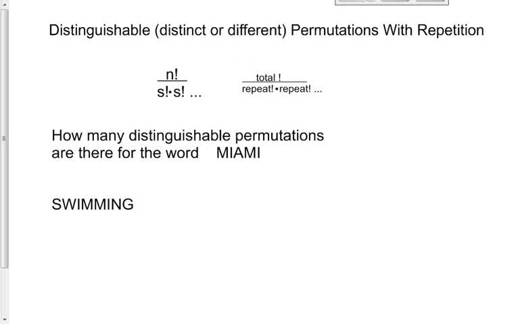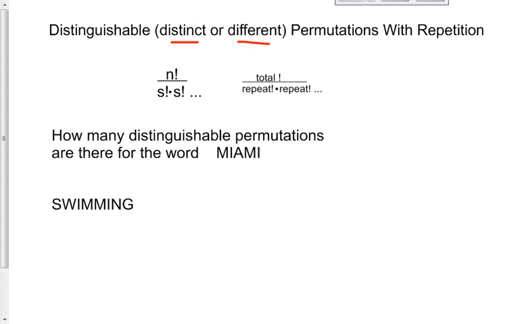Next type of example is called distinguishable permutations with repetition. The examples that they give in the book are always words. They want to know how many different ways you can rearrange the letters in a word to come up with something else, and it doesn't have to be a word that makes sense. These permutations are called distinguishable. Distinguishable also means distinct or different. And repetition means that you've just got things that repeat over and over again.